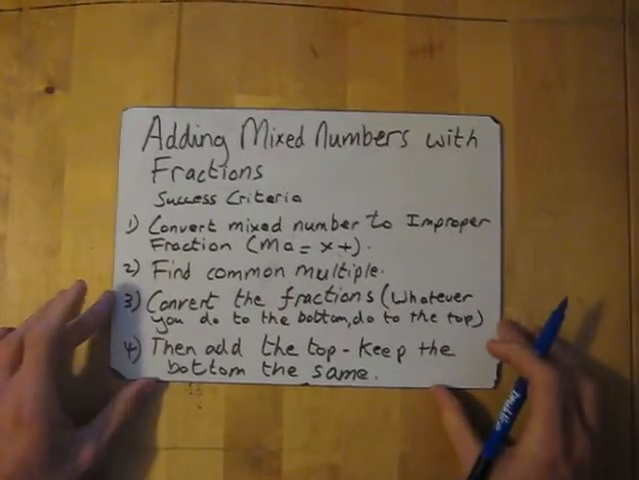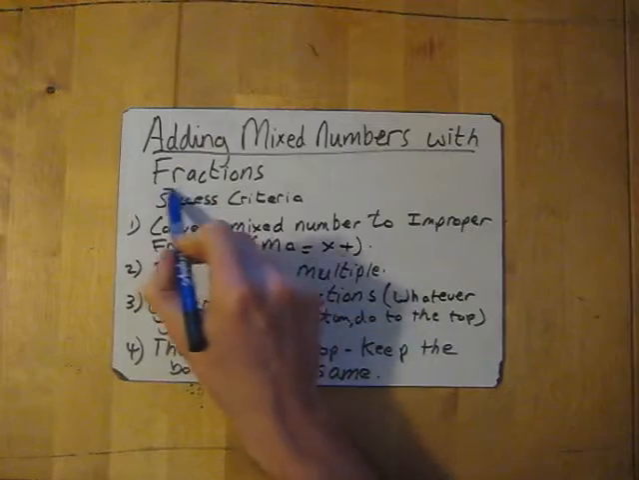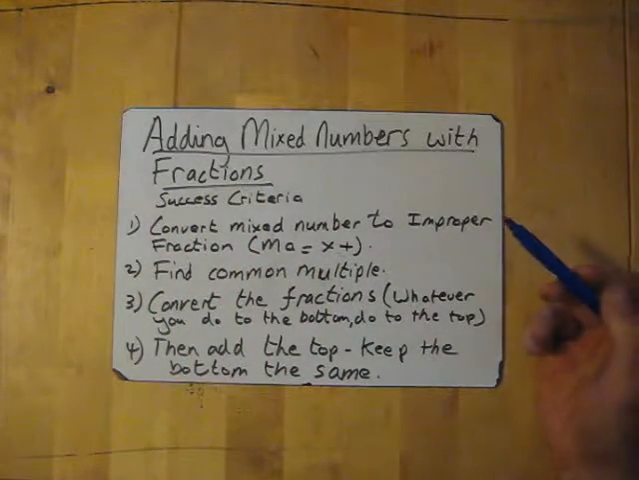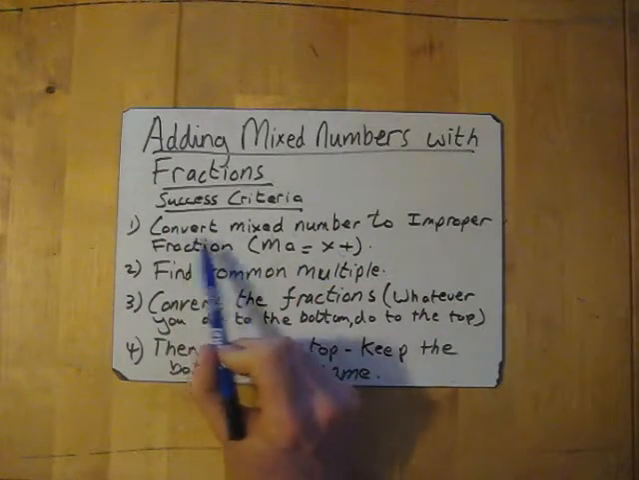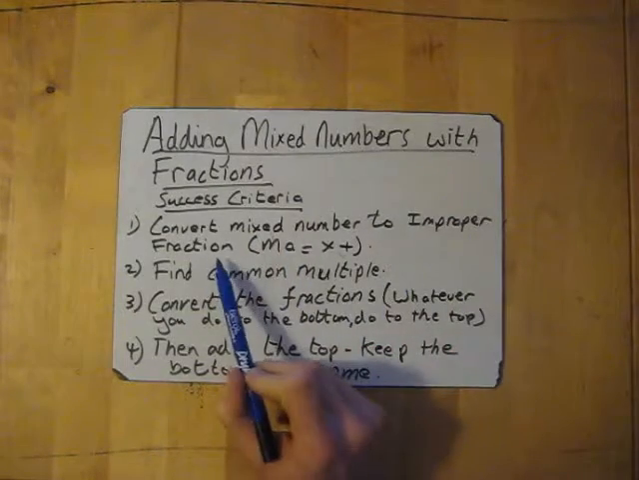Right, we're going to have a go at adding mixed numbers with fractions. Now this looks like it's going to be tricky, but it's actually very, very simple and straightforward. So the success criteria for this is, first of all, you need to convert that mixed number into an improper fraction.